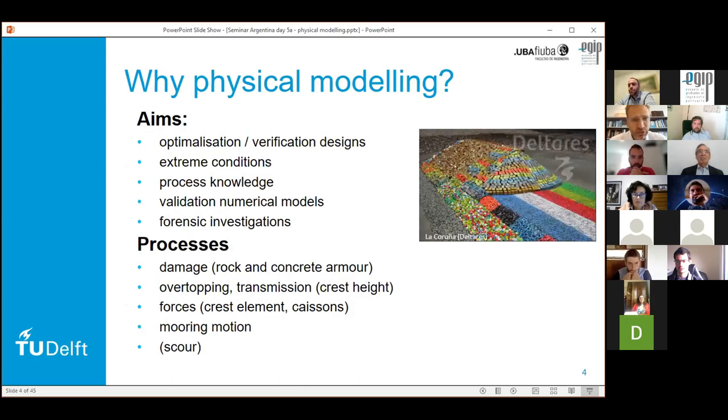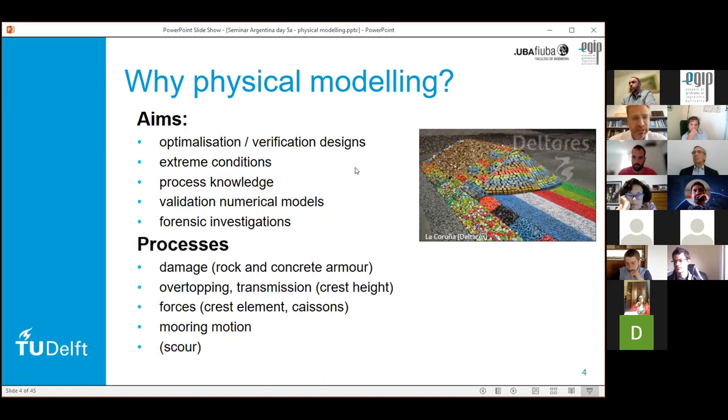So why do we need physical modeling? Well, all these coastal structures that we make, like this very huge breakwater in La Coruña that was built in the north of Spain, there's many designs that we want to optimize. All the empirical formulas are still quite crude. And all the circumstances are really site-specific. Every wave is different everywhere. So we need to just verify the designs that we want to make.